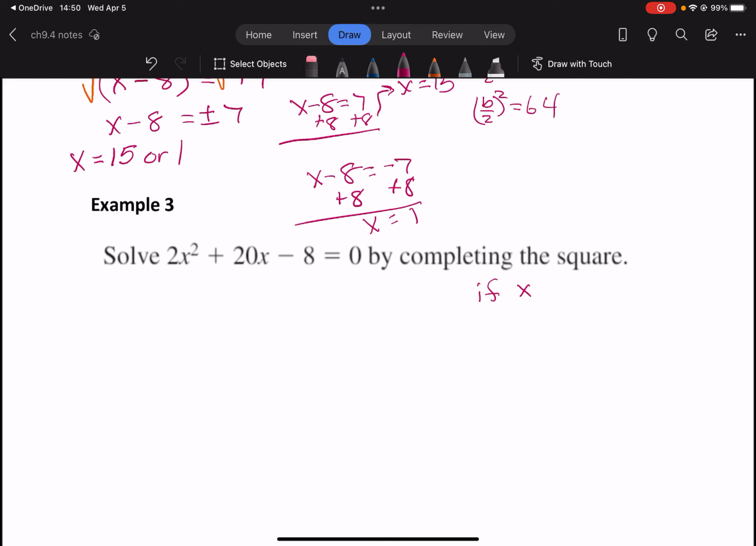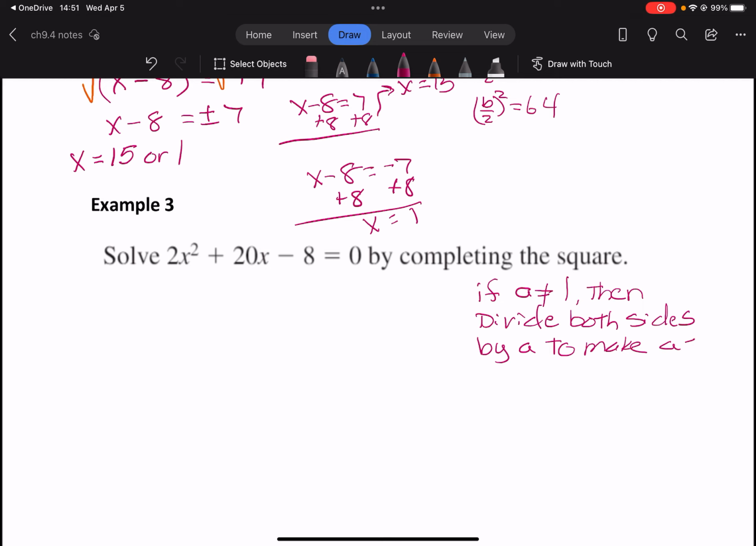if a is not equal to 1, then divide both sides by a to make a equal to 1. So I've got the 2x squared, so I'm going to divide everything over here by 2, and I'm going to divide this by 2.